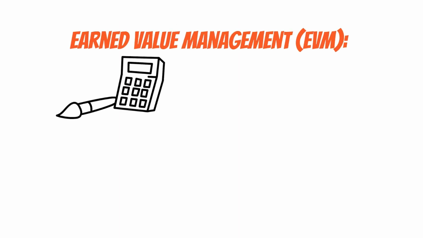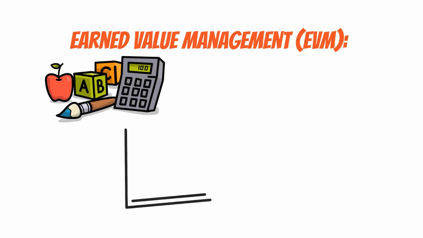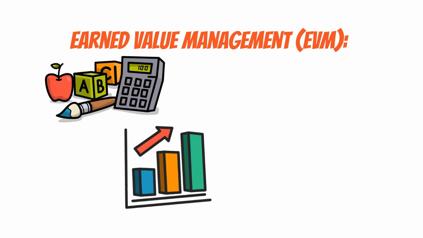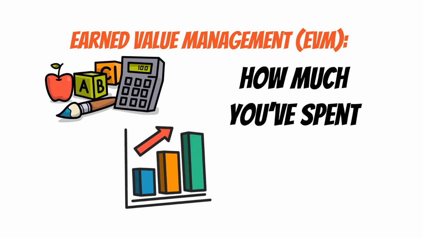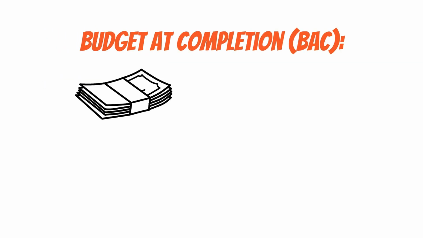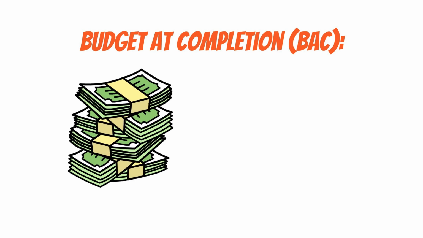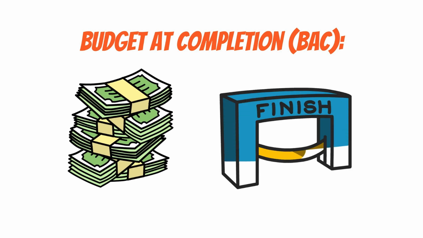Next is earned value management, EVM, the fancy math of project management. It tells you how much value you've actually delivered versus how much you've spent. Another one is budget at completion, BAC, the total budget you estimated for the project. It's like your financial finish line.